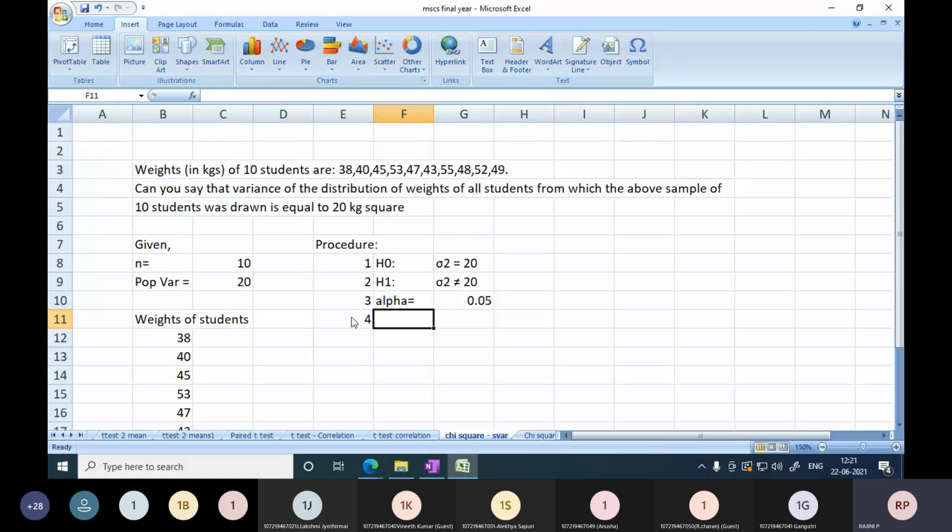And next one, what is step 4? Degrees of freedom. So what is the degrees of freedom? n minus 1, that is 9. And what is step 5? Test statistic. Okay, in that test statistic, what formula have you written for the test statistic?